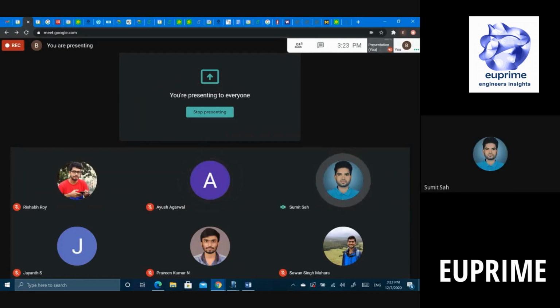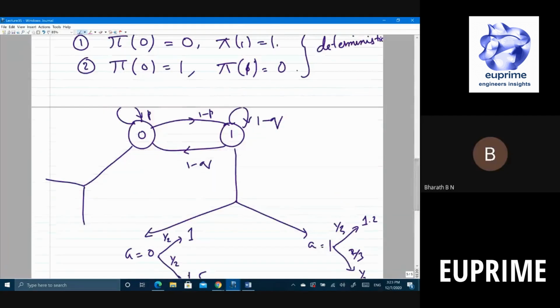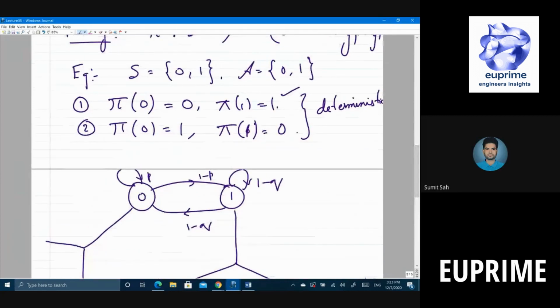So, sir, here policy means you are just defining a function, right? Yeah, a function. From an engineering viewpoint, it's some decision that you are going to take. So the function will tell me what is the decision based on the state. Sir, once we define one policy, everything has become deterministic. In the previous example, if we fix our policy as pi of 0 equals 1 and pi of 1 equals 0, is it deterministic? Yes, it's a deterministic policy.